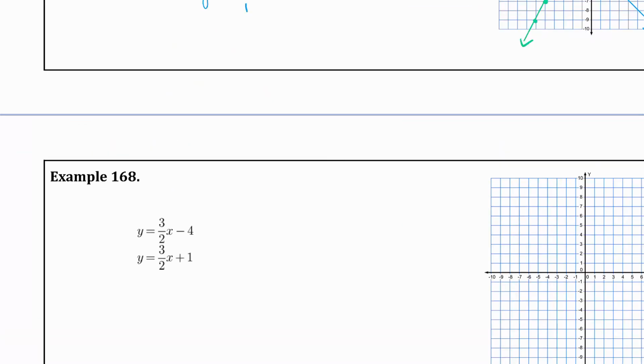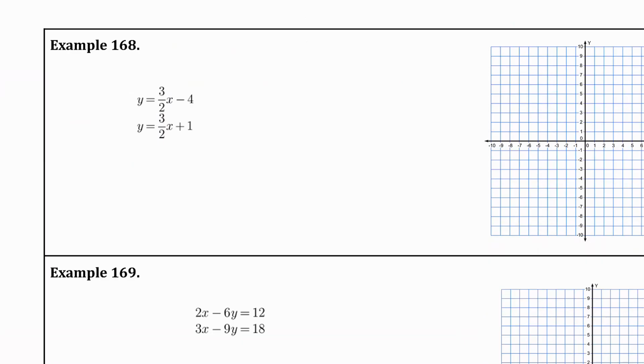Okay, a couple more. If we look here, example 168, these are both in slope-intercept form already, so we don't have to solve for y. And one thing we may notice here is that we actually have the same slope. We don't have the same line, but we have the same slopes. So think about what that means for our line. So this first one I'm going to graph in green.